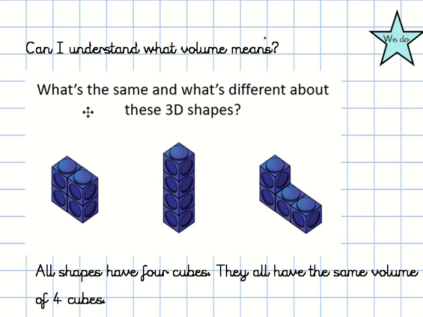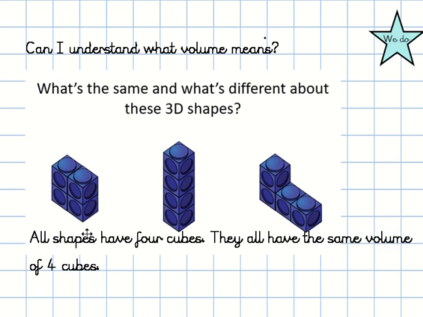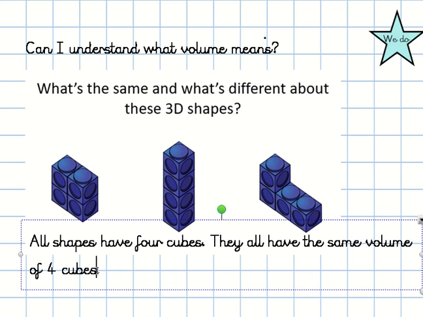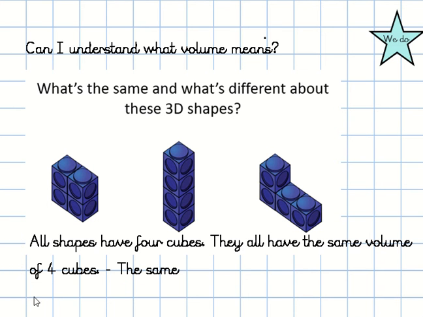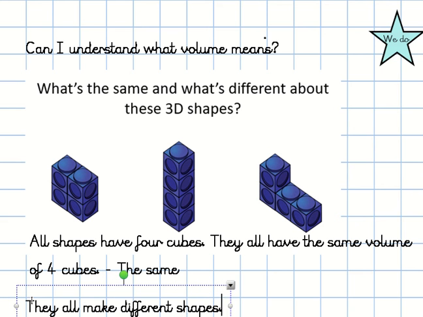Now, pause the video and have a think about what's different. Well, that's right. All of the shapes are different. They all make different shapes. Here we can see that this is like a cuboid or a square, and then here we've got a rectilinear cuboid, and then here we've got a different shape entirely. So they all make up different shapes.